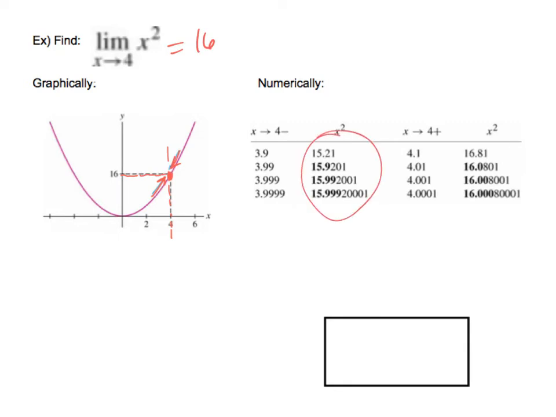I can see my table of values. The same pattern holds true. So we'll look at limits where the function exists at that moment. We'll look at limits where the function does not exist at that moment.